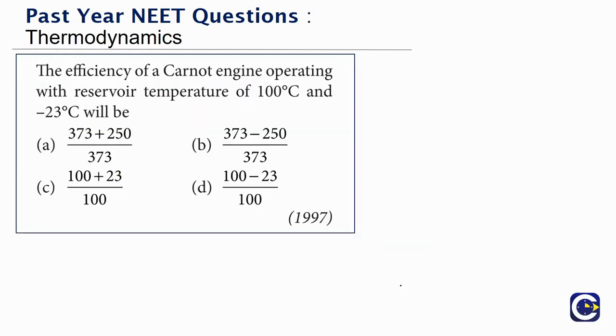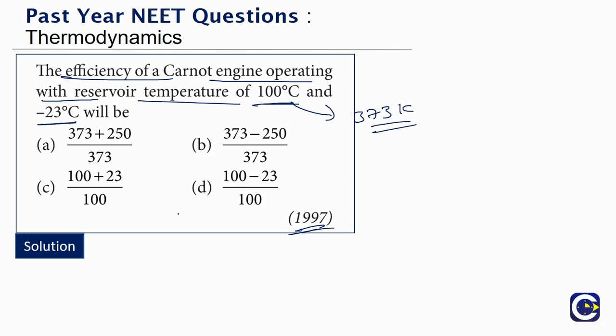This is a straightforward question based on the Carnot's engine. The efficiency of a Carnot's engine which is operating with a reservoir temperature 100 degrees Celsius. Reservoir means that is the source. In Kelvin, what is the value going to be? 100 Celsius means 373 on the Kelvin scale. Okay. And minus 23 Celsius. So this is our reservoir or the source T1. What is the T1 value? 373. T2 is minus 23 Celsius, so we should convert this into Kelvin scale, right? So we should add 273, that is going to be 250 on the Kelvin scale, that is T2.